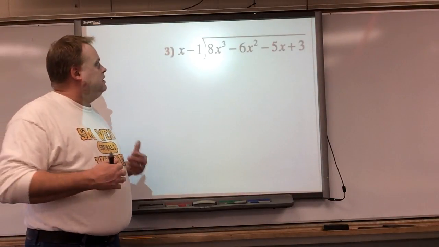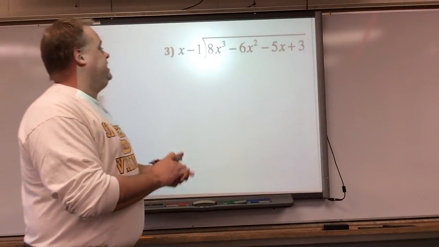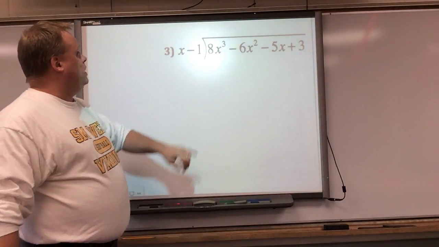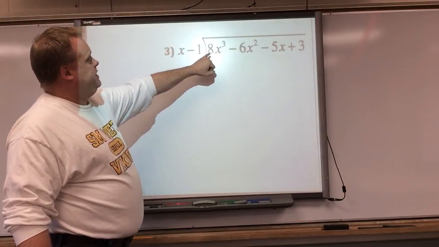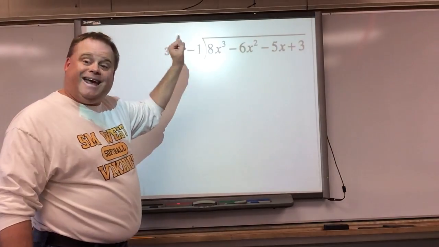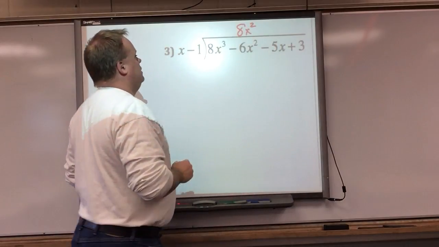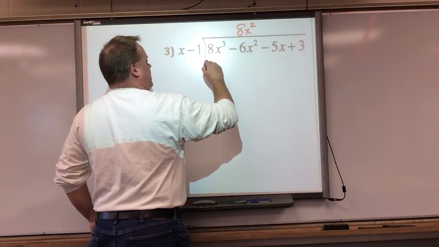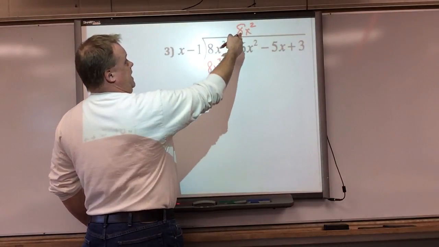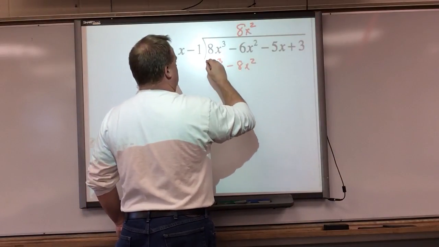8x cubed minus 6x squared minus 5x plus 3 is divided by x minus 1. So here we go. What do I have to multiply this x term by to make it equal to 8x cubed? You will write 8x squared. 8x squared times x is 8x cubed. 8x squared times negative 1 becomes a negative 8x squared.